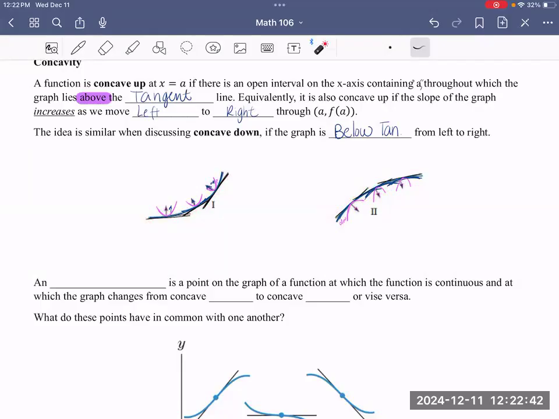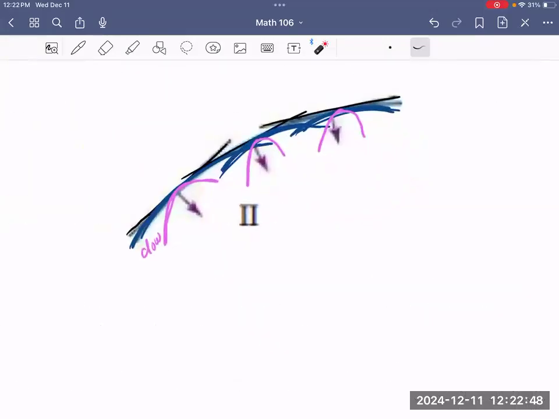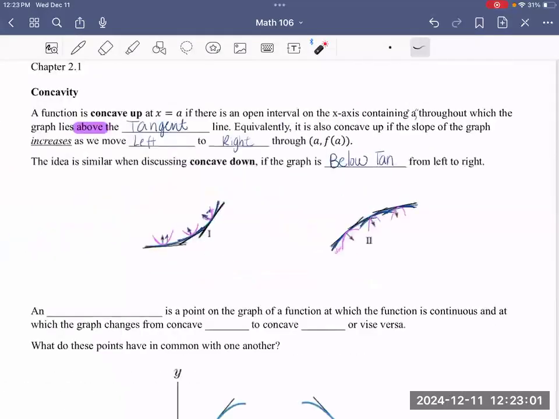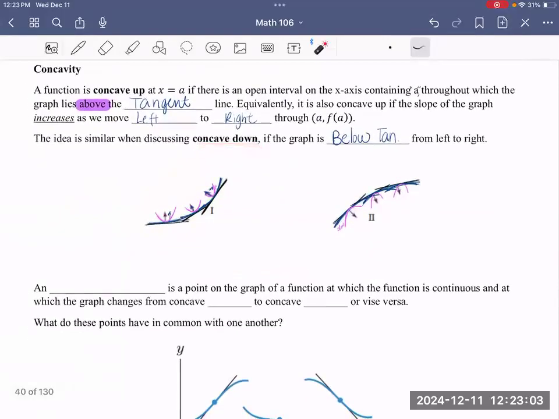Now keep in mind, as we're moving left to right, if the slope of your tangent line starts to decrease, notice that the one in black, we started off really increasing, and then we start to slowly decrease as we move from left to right. That also suggests going concave down.